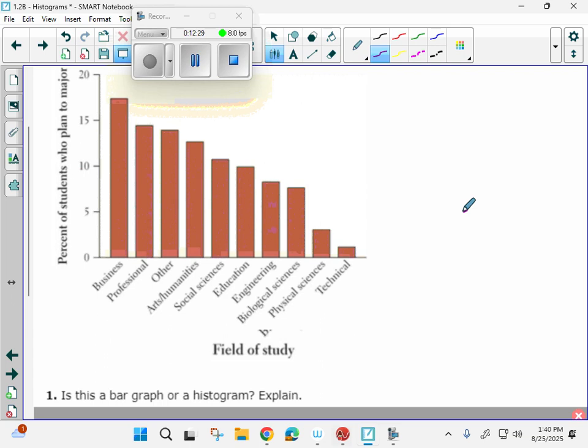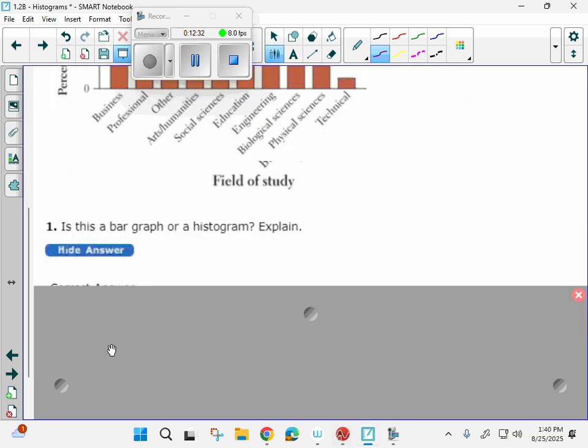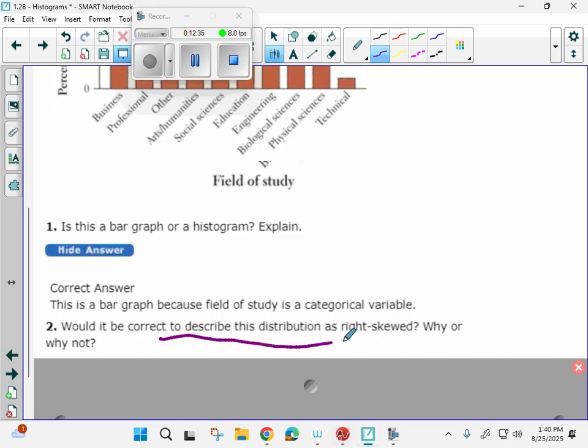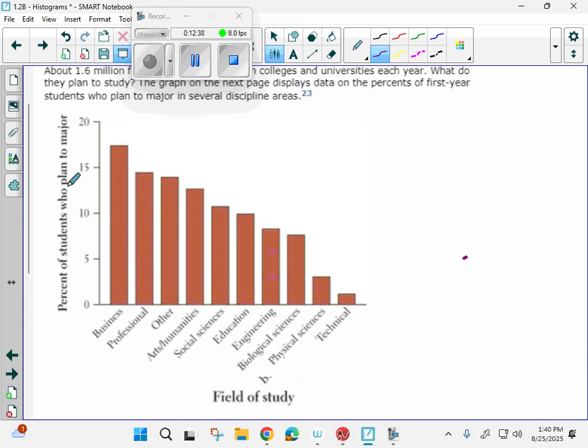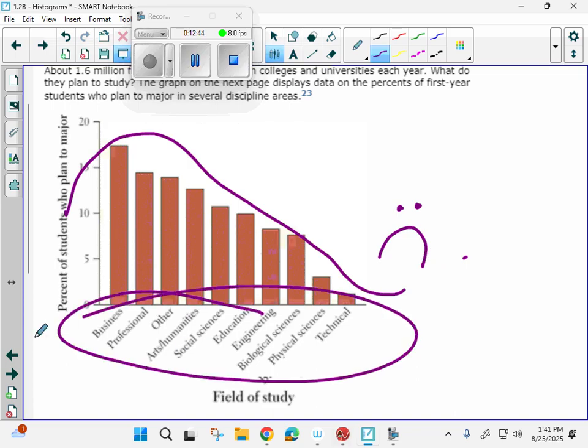Okay. So the next question is what I already kind of talked about. Should we describe this distribution as right skewed? No. Because could we put these categories in any order? Yes. All right. So you can only say right or left skewed with quantitative data, not categorical data. The only thing you're going to mention with categorical data is really like, oh, the most people majored in business and the few people majored in technical. That's all you really want to talk about. Yes, this would be right skewed if it was quantitative data and all the bars are close. Yeah, we're side by side.